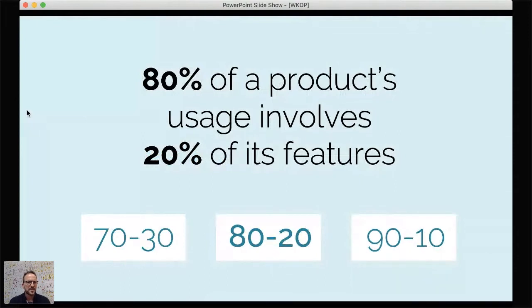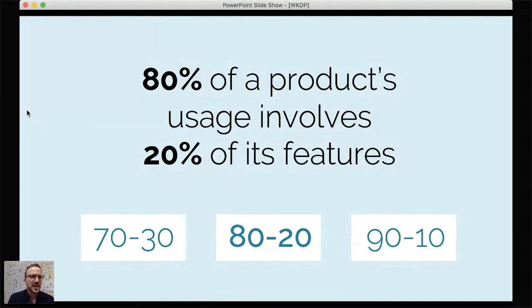And again, the percentage is not exact, right? It could be 70-30, 75-25, 90-10. Even in the previous examples that we went over, the percentage is not always matching, of course, 80% and 20% precisely, right? It's just a rough sort of estimate to that distribution.